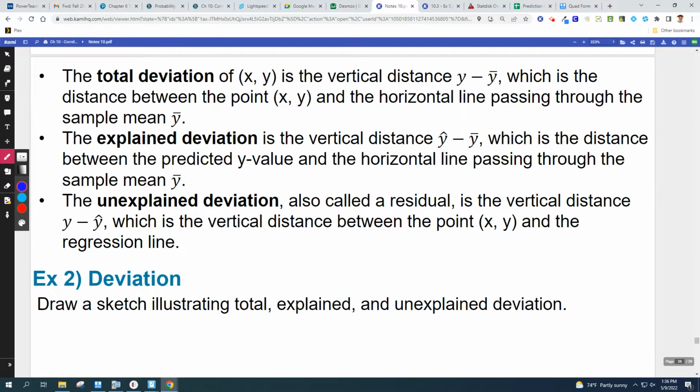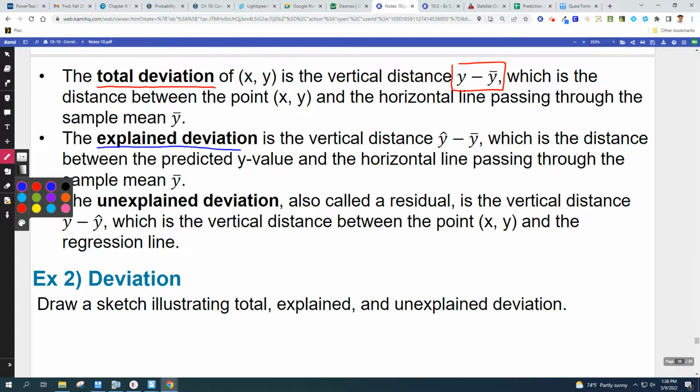Next, we've got a couple of terms, and it's going to be important that you nail down the symbols here for these terms because they're very similar otherwise. Total deviation is the vertical distance y minus y bar. Remember, y bar is the mean. So it's the distance between the point and the horizontal line passing through the sample mean. Keep in mind, y bar is talking about the mean.